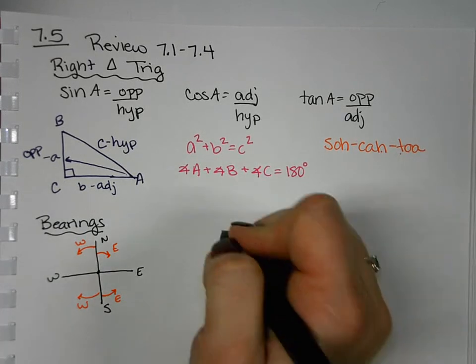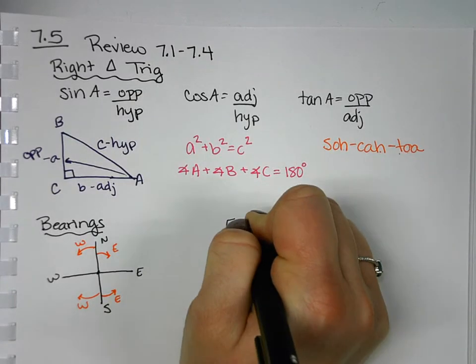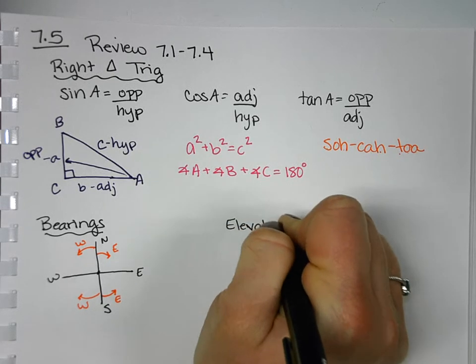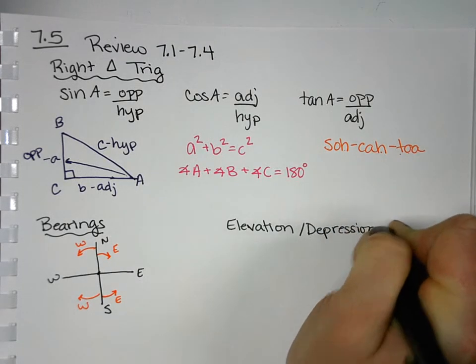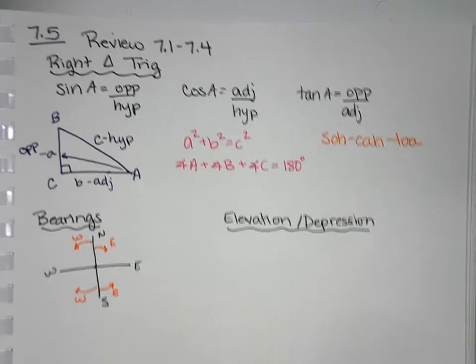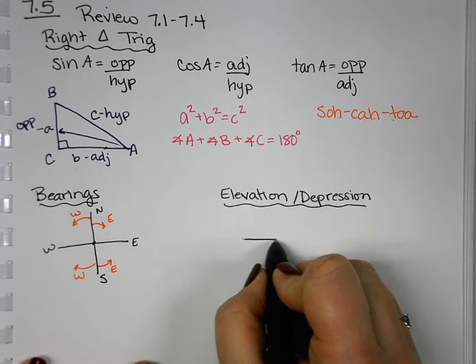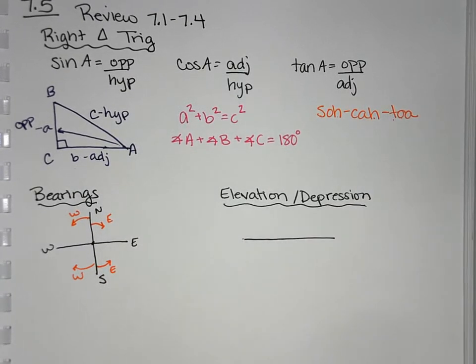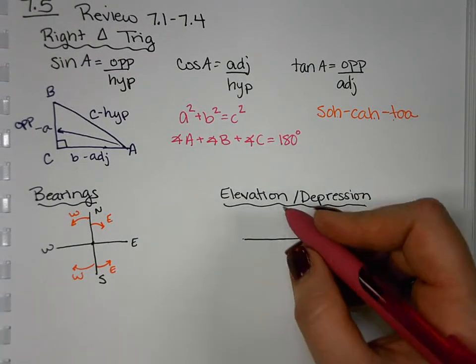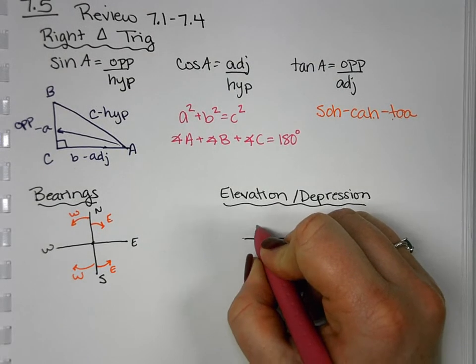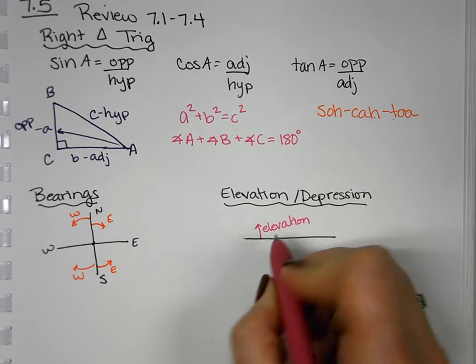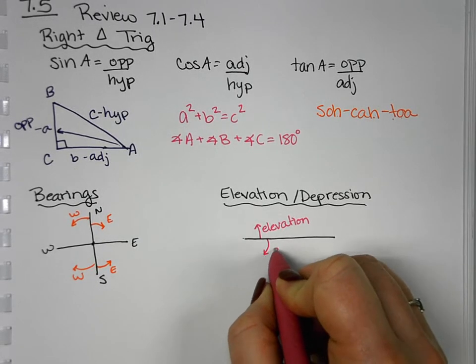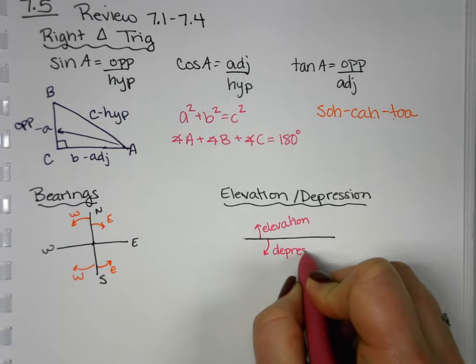We also had elevation and depression. Those were similar in the sense that they were measured from a horizontal line. We don't call it east-west, north-south when we talk about elevation and depression, but it's from a horizontal position. Are you measuring going up from a horizontal position, because that's elevation? Or are we going from a horizontal position downward, giving us an angle of depression?